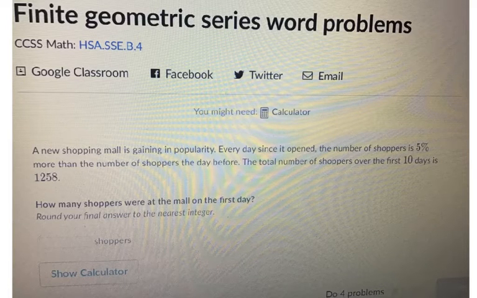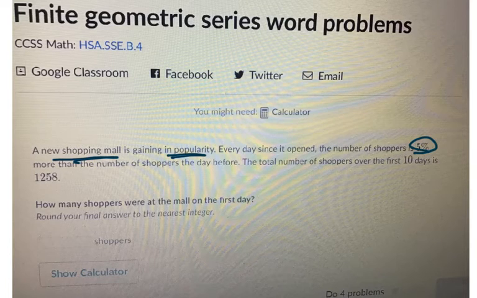It says here, we have this new shopping mall. Sorry I got interrupted there, guys. So, as I was saying, we got this new shopping mall. It's gaining in popularity. Every day since it opened, the number of shoppers has increased 5%.